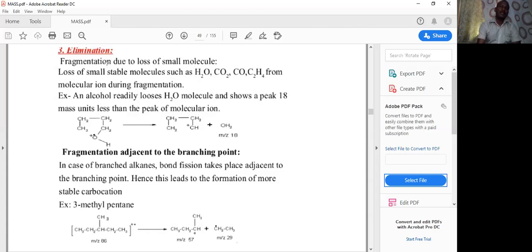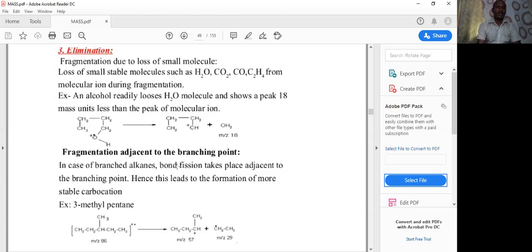Normally you have water, carbon dioxide or carbon monoxide, or CH2=CH2. That is also a neutral molecule, an alkene. So this is the example of how a neutral molecule is eliminated and the fragmentation happens. Here fragmentation happens, and we can represent that as M minus 18. You can represent it in that way.